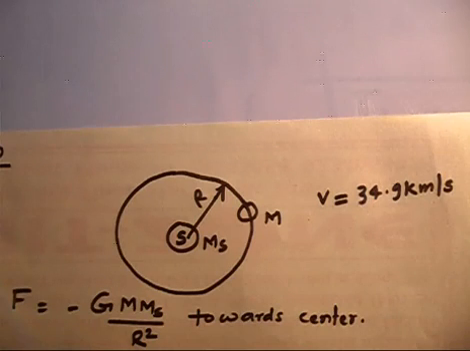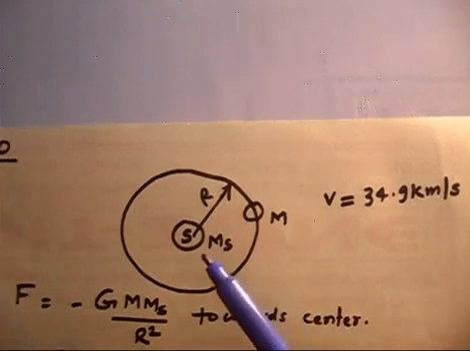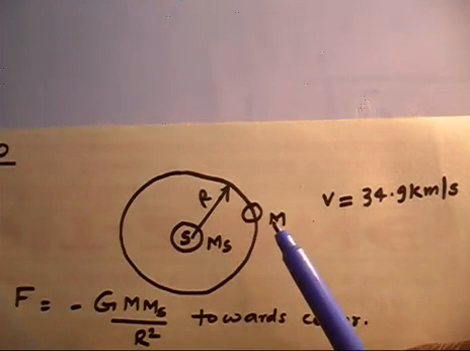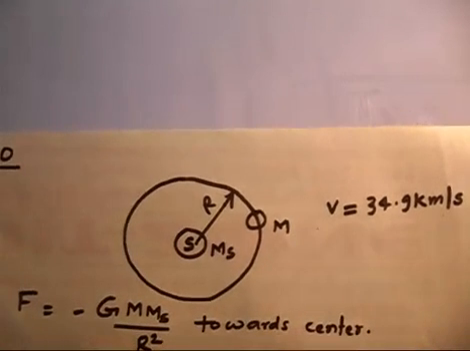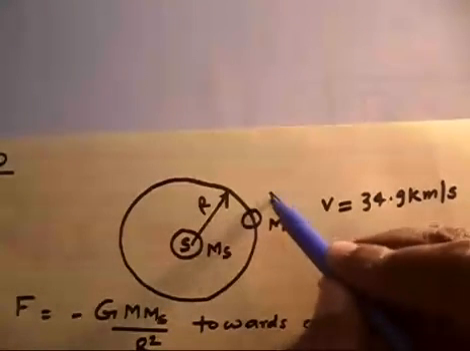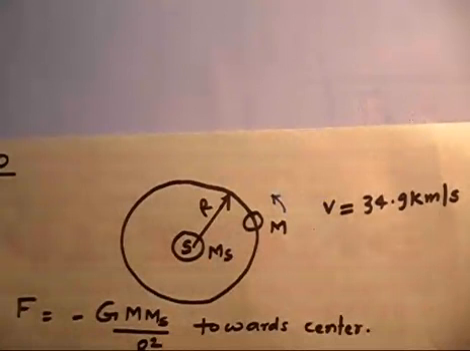The problem says a planet of mass m moves along a circle around the sun with velocity v, that is 34.9 km per second. So what is given? I have this sun, of mass Ms, and there is a satellite of mass m. This satellite is moving in a circular orbit, something like this, around the sun, and velocity is also given, that is 34.9 km per second.